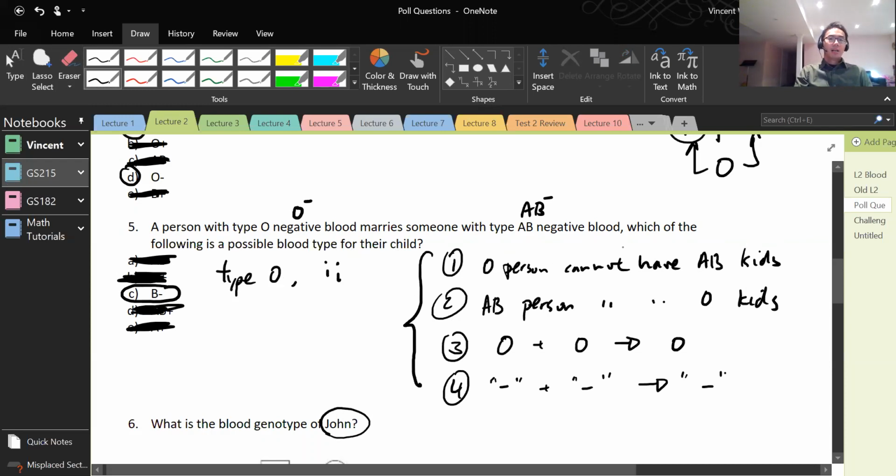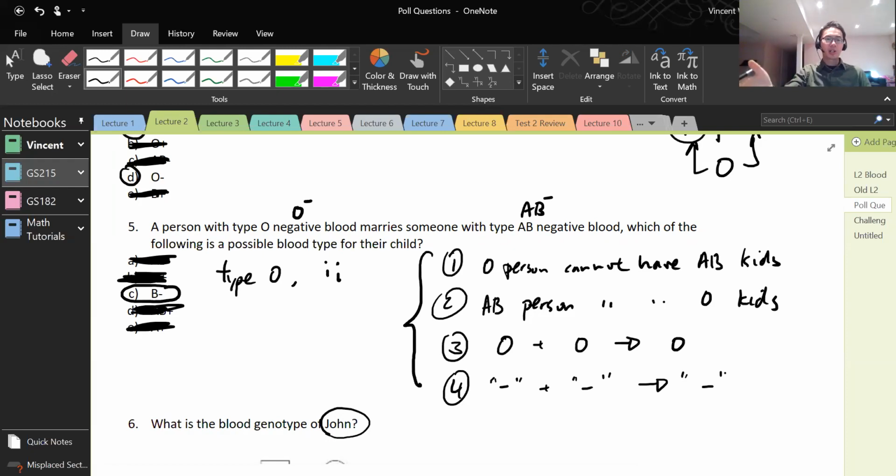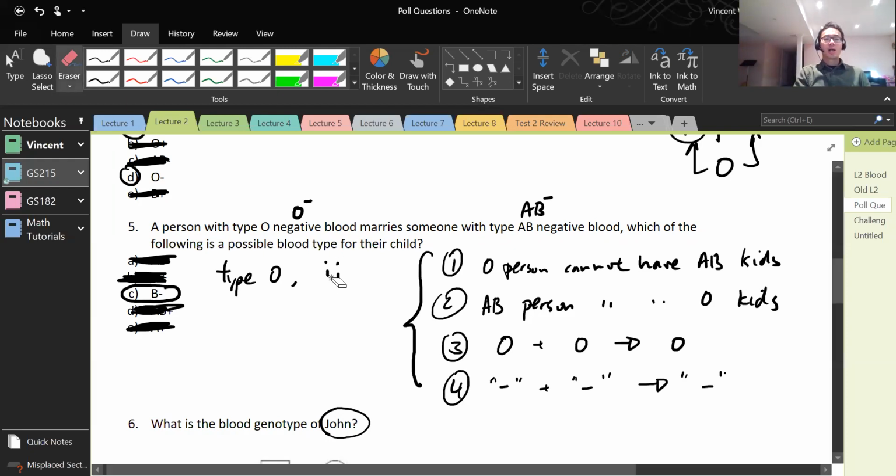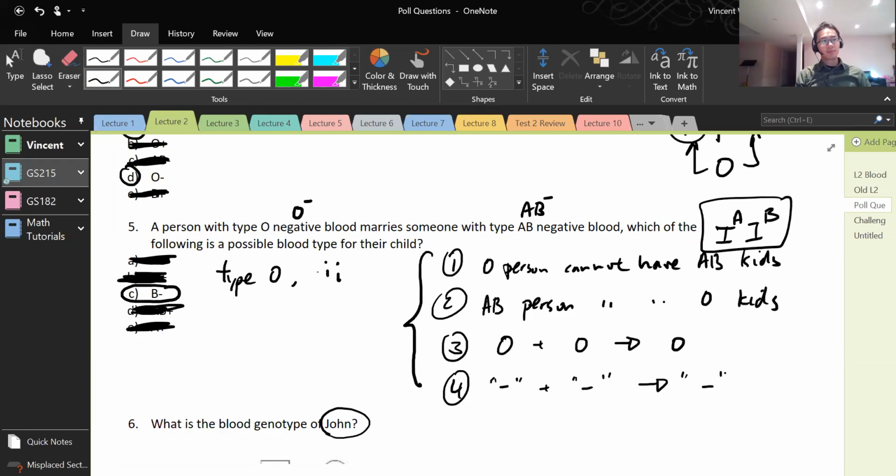If you are small i, then you are guaranteed to pass on a small i to the next generation, right? Doesn't matter who you marry, you are going to be passing on a small i, which is why you will not be able to have an AB child. Someone who's AB is IAIB. You don't have an A to pass on, you don't have a B to pass on. So if you're type O, you will never have a type AB kid, not a biological one anyway. Does that make more sense now, I hope?